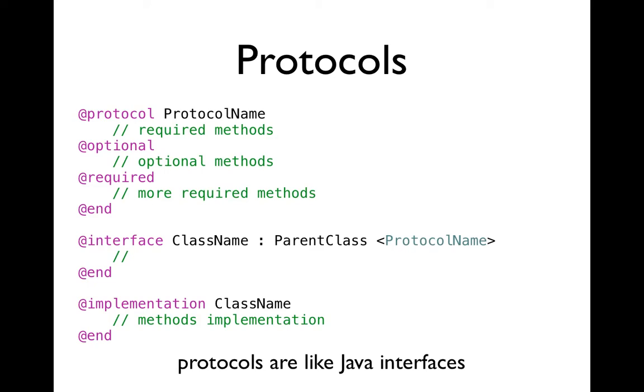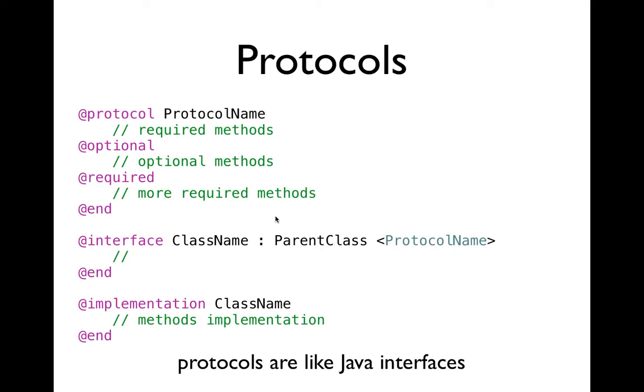If you don't specify the optional or required symbols inside the protocol definition, all of them are considered to be required. And if you want to make some optional, you say optional, and then all the next ones until the end or until a required statement will be optional.